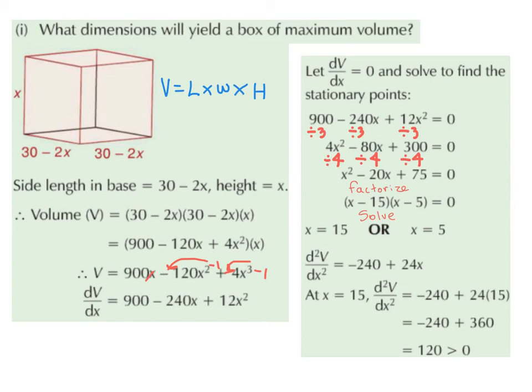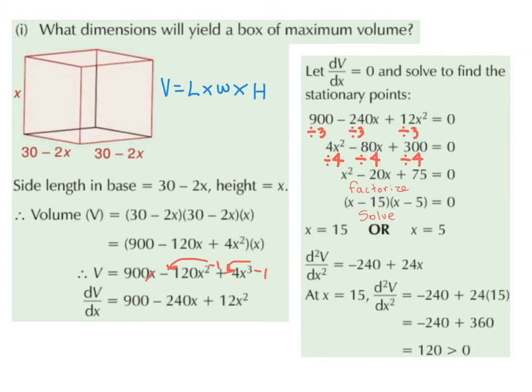Now remember, I was asked to find the maximum volume. So what I have to do next is find the second derivative. So d squared V by dx squared is going to give me minus 240 plus 24x. So where did I get that from? Well, if I go back to my derivative that I just got a minute ago, 900 minus 240x plus 12x squared, I'm going to get the second derivative.